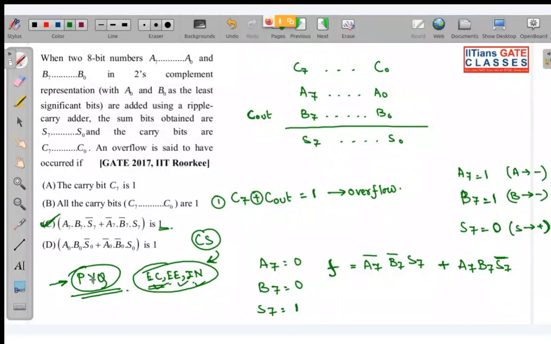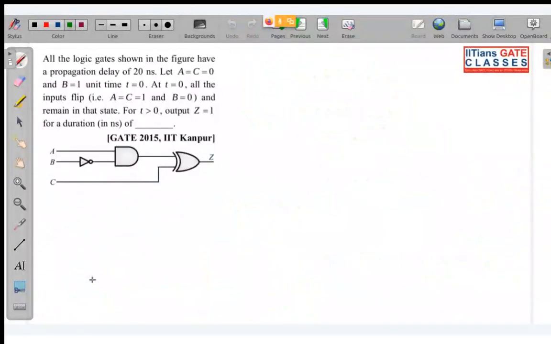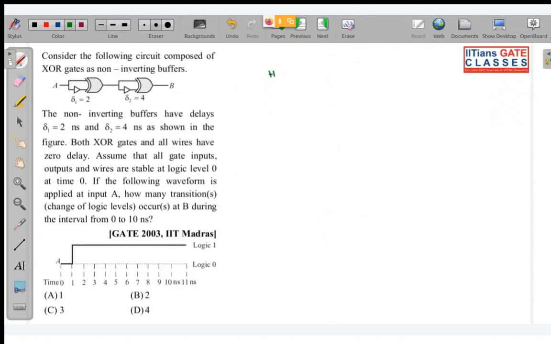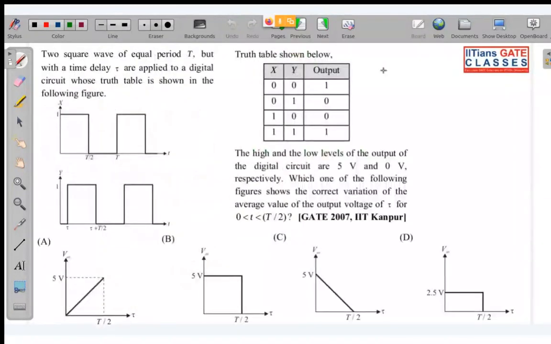Is this clear? So with this we end chapter number 1. From the next class we are going to start combinational circuits. But before that, we have a few questions over here. So I am posting these questions as homework. These are your homework questions.